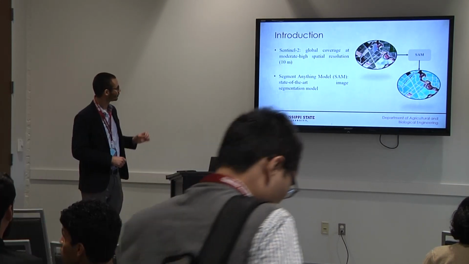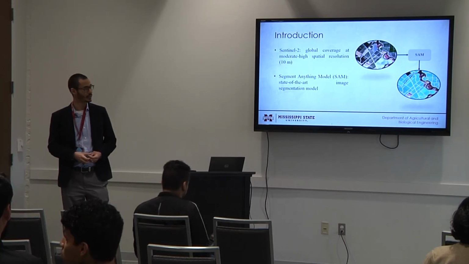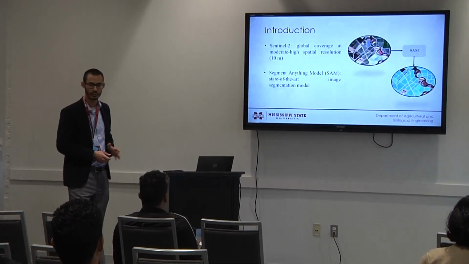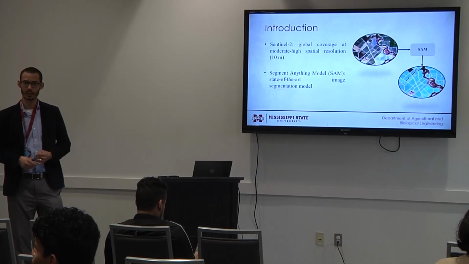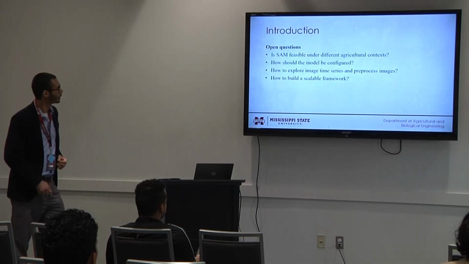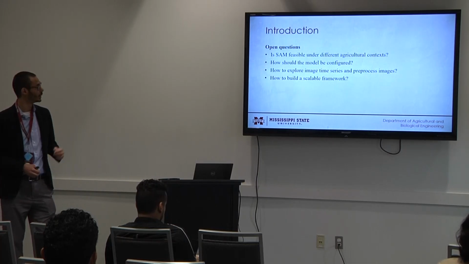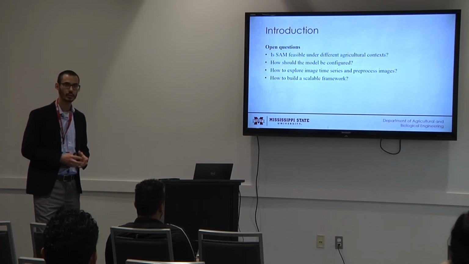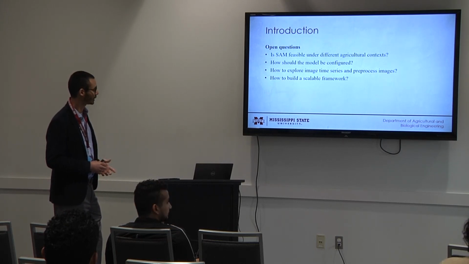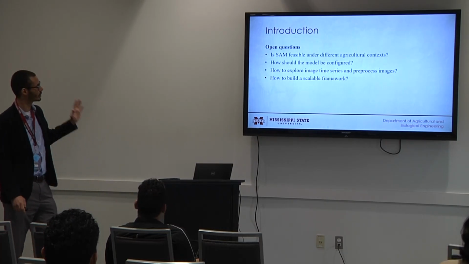When you think about algorithms or methods to extract field boundaries from images, we have many options, but in this study we are focusing on the Segment Anything Model, SAM, which is a very popular model for instance segmentation and generally provides very good results. We have huge potential to apply SAM to extract field boundaries, but we also have some important open questions. For example, is SAM feasible under different agricultural contexts? How should the model be configured? I'm trying to answer those questions.